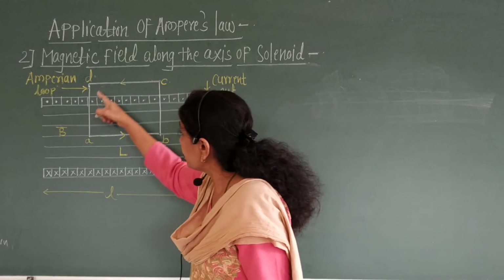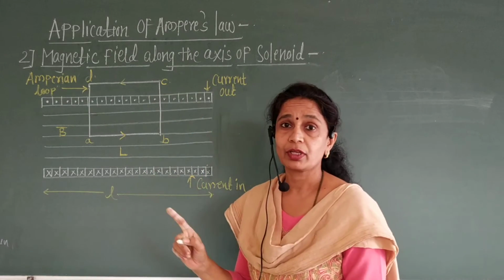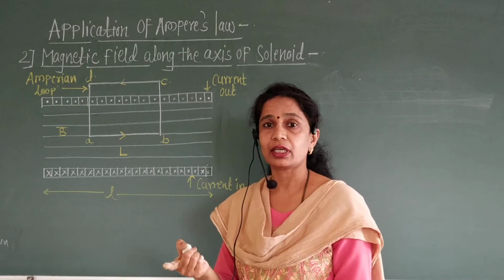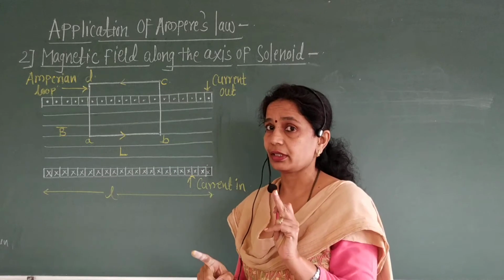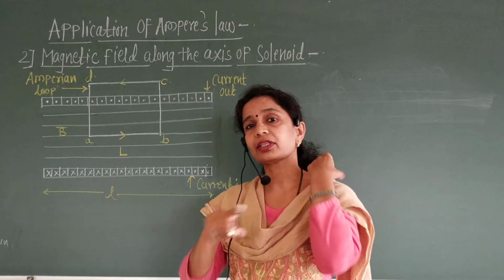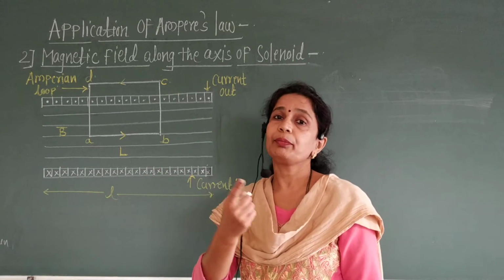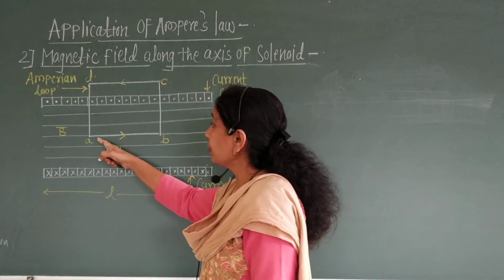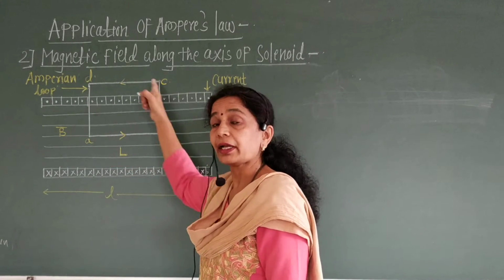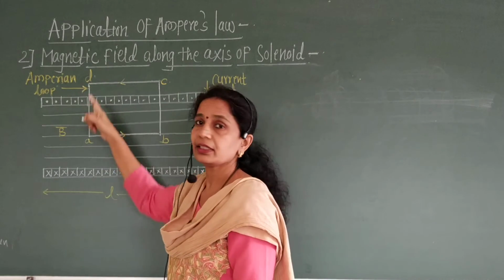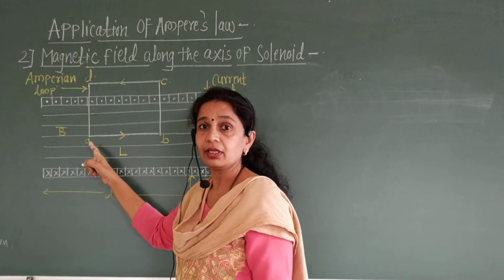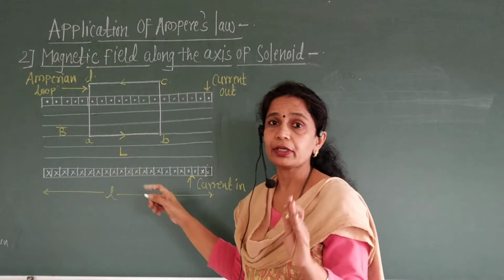Therefore, we consider the Amperian loop. Ampere's lawचं ॲप्लिकेशन आहे, आणि ॲम्पियर लॉच्या ॲप्लिकेशनसाठी आपल्याला ॲम्पिरियन लूप कन्सिडर करावं लागणार आहे. स्ट्रेट कंडक्टरच्या वेळेस आपण सर्क्युलर ॲम्पिरियन लूप कन्सिडर केला होता. इथं आपण रेक्टँग्युलर ॲम्पिरियन लूप कन्सिडर केलेला आहे. ABCD. It is the rectangular Amperian loop.